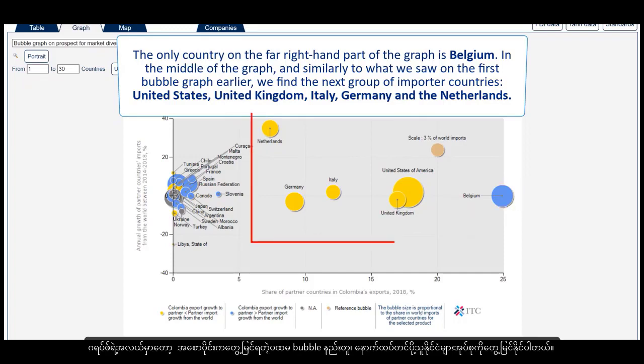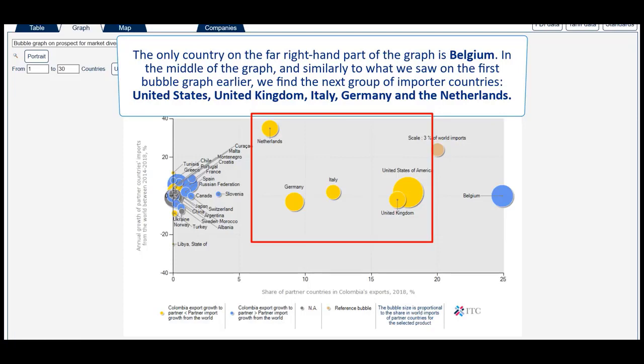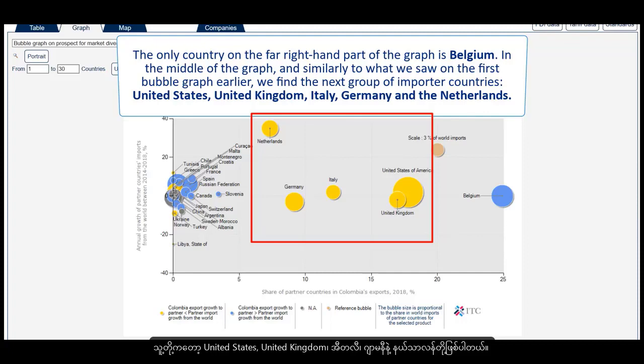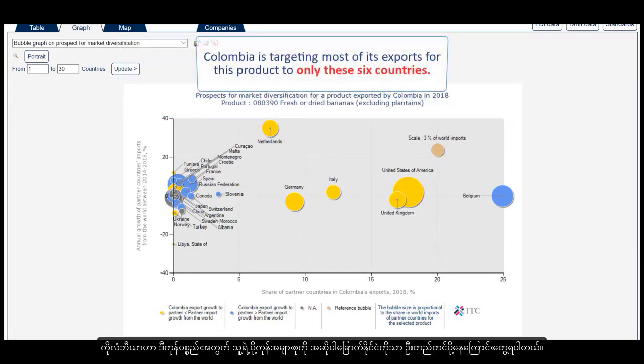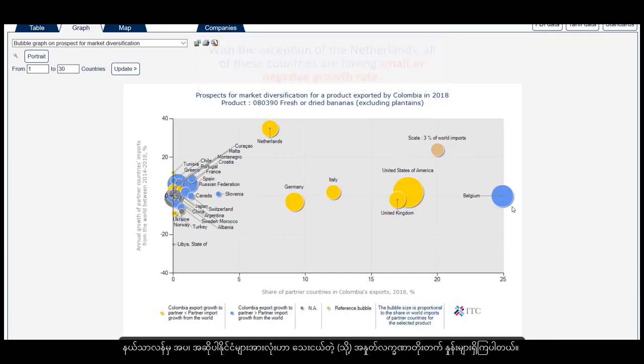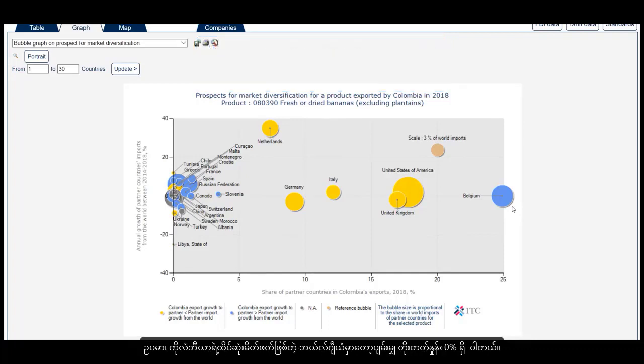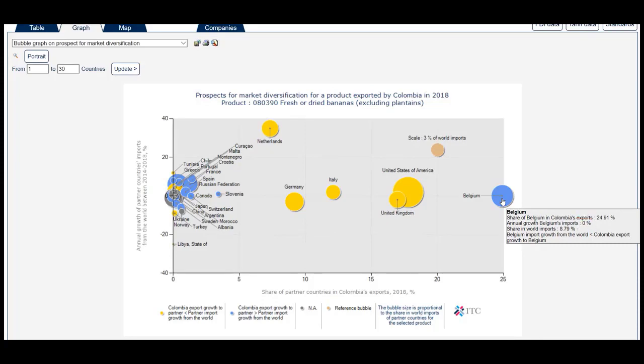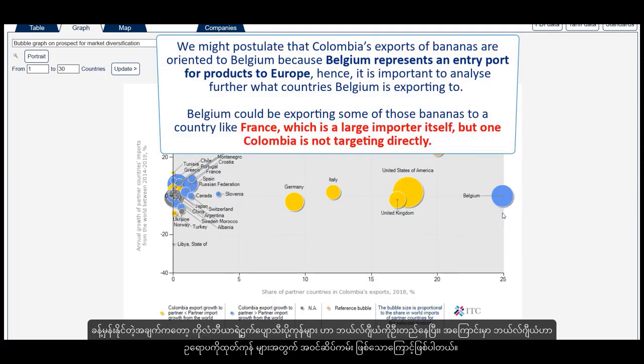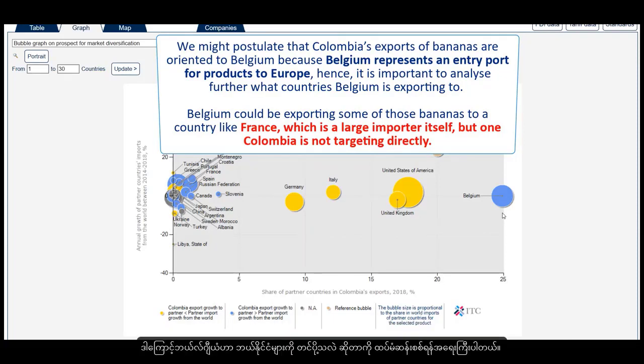In the middle of the graph, and similarly to what we saw on the first bubble graph earlier, we find the next group of importer countries: United States, United Kingdom, Italy, Germany, and the Netherlands. It seems that Colombia is targeting most of its exports for this product to only these 6 countries. With the exception of the Netherlands, all of these countries are having small or negative growth rate. For instance, Belgium, Colombia's top partner, has an average annual growth rate of 0%. We might postulate that Colombia's exports of bananas are oriented to Belgium because Belgium represents an entry port for products to Europe. Hence, it is important to analyze further what countries Belgium is exporting to.